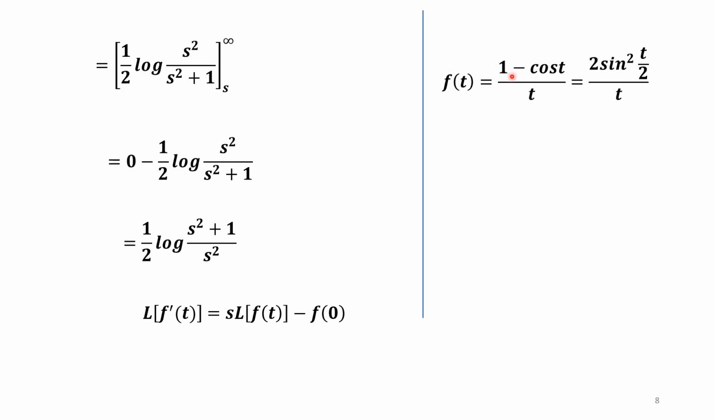So using the trigonometric formula for 1 minus cos t, which is 2 sine square t by 2, upon t. Again, trying to make use of the standard limit, which is limit t tending to 0 of sine t upon t. Now here we are having t by 2. So writing the denominator also as t by 2. So this 2 is written in the denominator as t by 2.